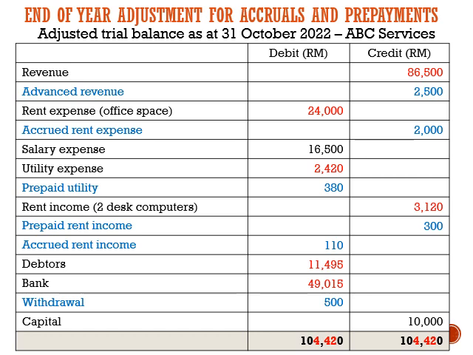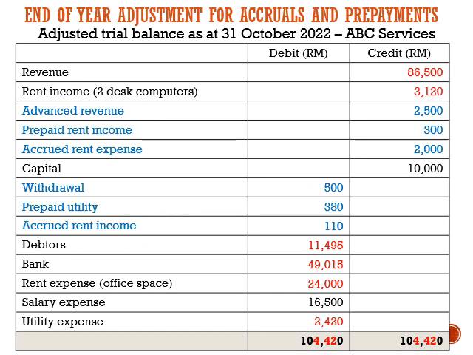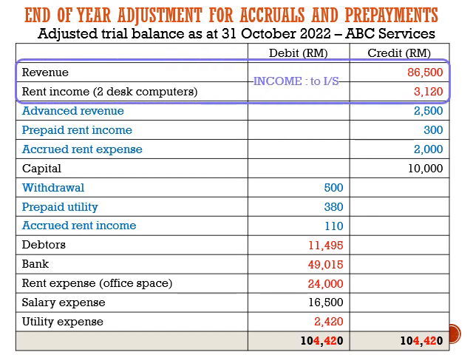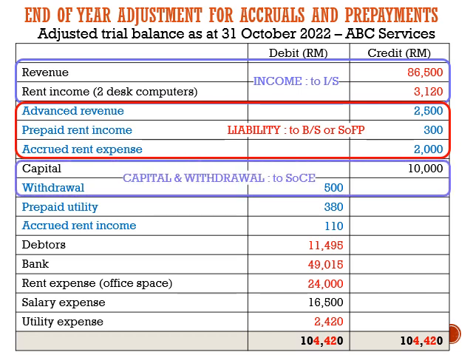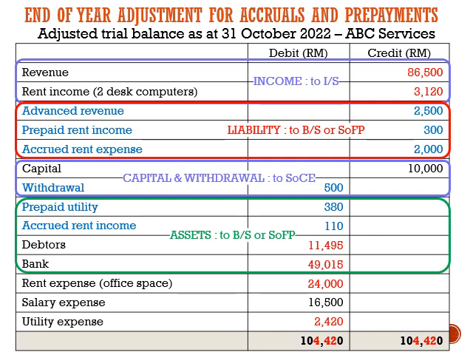After the adjustment, we are left with an adjusted trial balance with a few new accounts and new balances for some of the existing accounts. Now, if I were to rearrange the list by the group of elements of financial statements, it will look something like this. So all that is left to be done is to transfer all of these accounts to their specific financial statements. Income accounts to income statement, liability accounts to balance sheet or statement of financial position, capital and withdrawal accounts to statement of changes in equity, asset accounts to balance sheet or statement of financial position, and expense accounts to income statement.